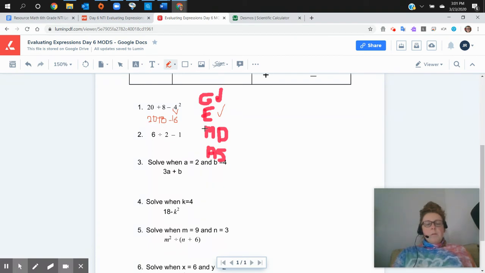Next, I'm going to look for multiply and/or divide, and I'm going to do whatever I come to first. So I've got a plus there and a minus there. My multiply and divide is done. Then we have addition and subtraction. I'm going to start to the left. There's an addition. I'm going to do that first. I get 20 plus 8, which is 28.